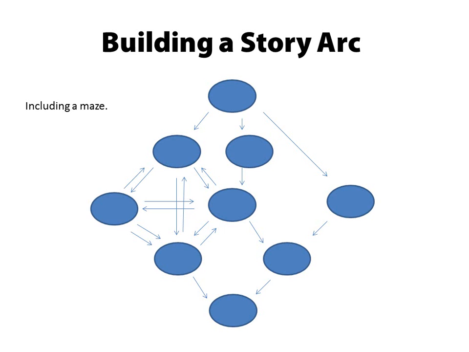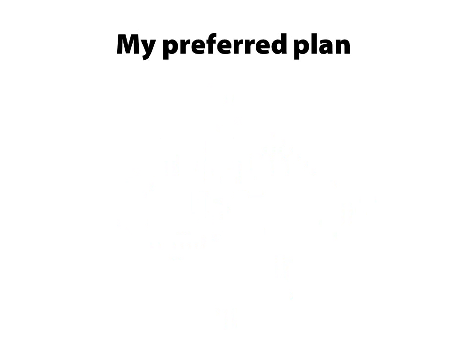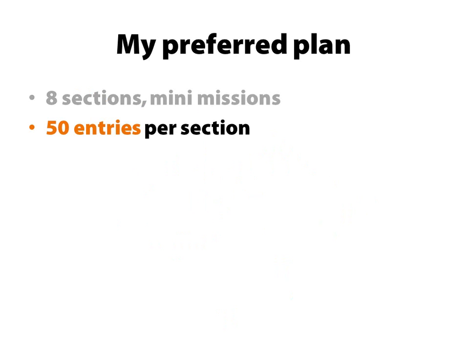Let's go into a little more detail about these blue circles or areas of the plot. And let me tell you about my preferred plan. I like to write gamebooks with 400 odd entries in there. So that easily breaks down into 8 sections of 50 entries each. So each blue circle represents for me 50 entries. And I'll have 8 of those, which will build into a total of 400 entries.